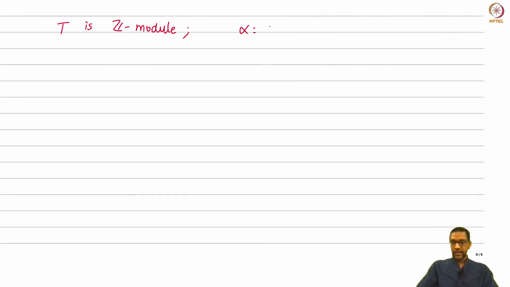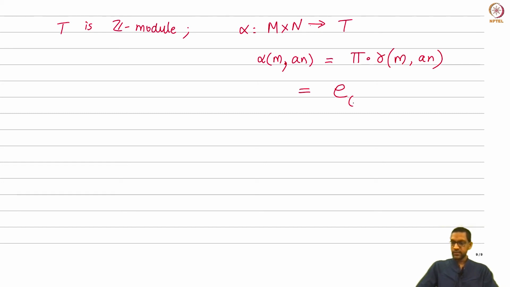The claim is alpha satisfies the R balanced condition. Alpha is a map from M cross N to T. Why does alpha satisfy the R balanced condition? I'll just check the new axiom; the earlier ones are similar. What is alpha acting on (m, an)? By definition, this is just pi composition gamma of (m, an). This is e of (m, an), and pi just means you take its coset modulo H tilde, so I'll write it as plus H tilde.